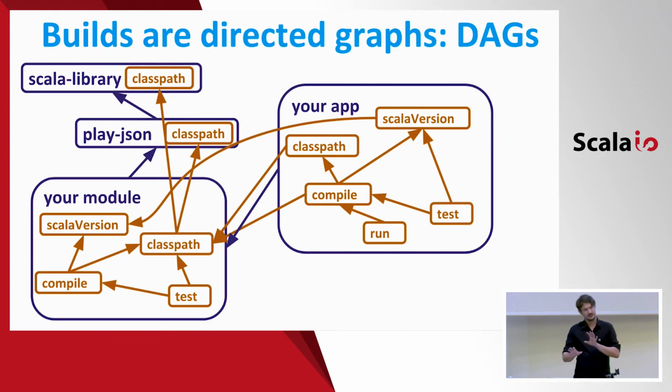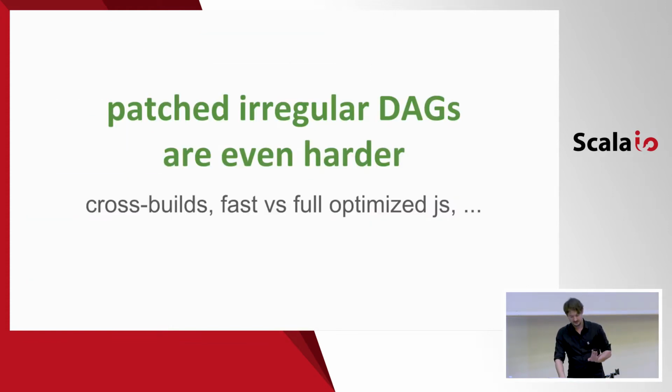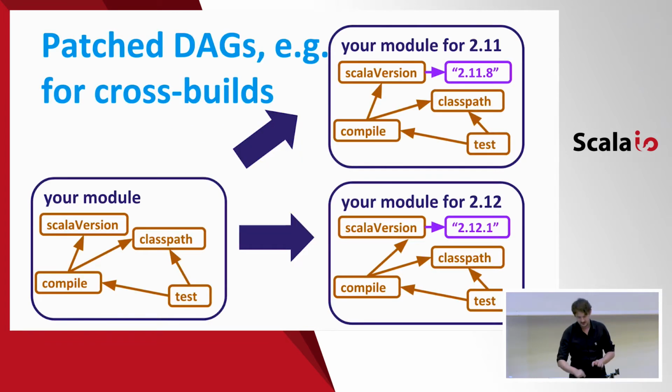But it's not only this. In a build, you have multiple modules, and they may connect to each other. And so the graph gets even more complicated. And on top of that, we're even patching graphs. We're taking these graphs, and we're creating different variants of them for cross builds for different Scala versions, or for Scala.js with optimizations on or optimizations off. We're creating these different versions of our world, once with this version, once with this other version. So we have to keep track of this as well. And in a way, this is intrinsic to what builds are like. So we can't really get rid of this.